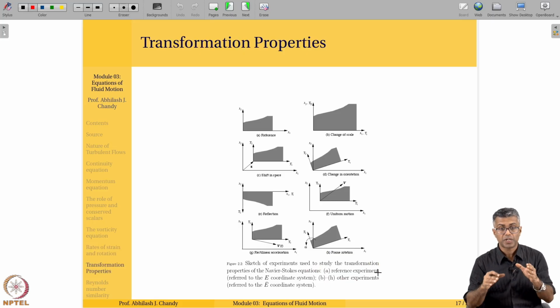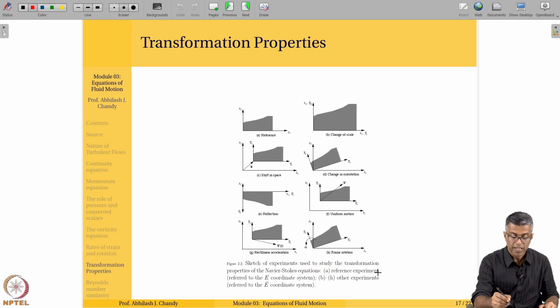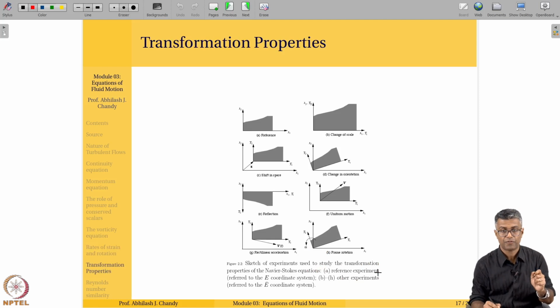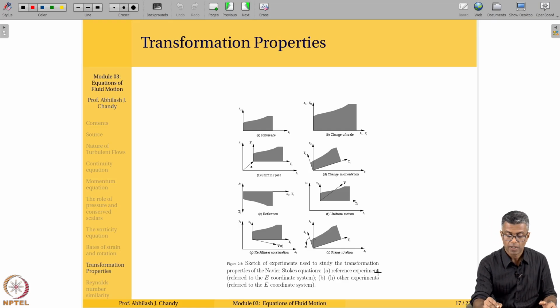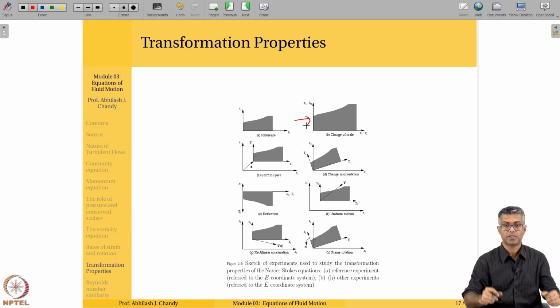Some transformation properties are illustrated through figures in this slide. If the first figure is the reference, what happens if you do a change of scale? As you can see, it has increased, transformed in size.